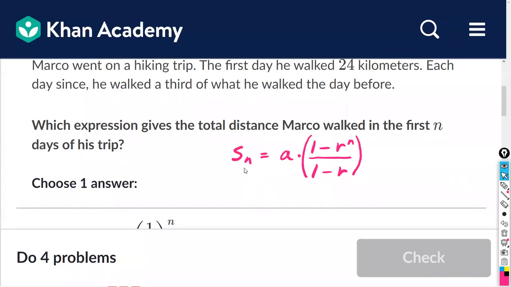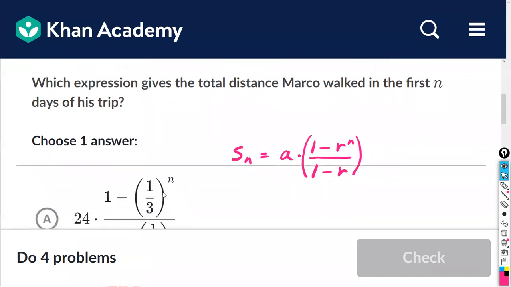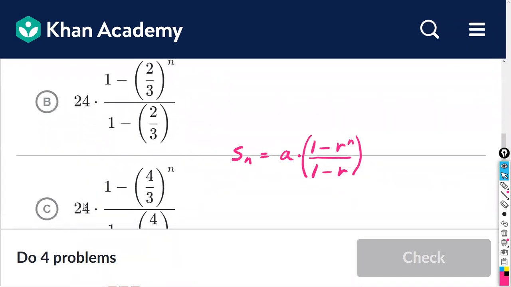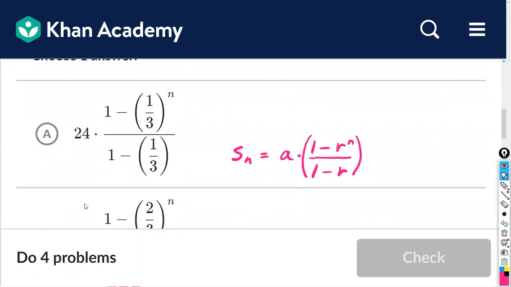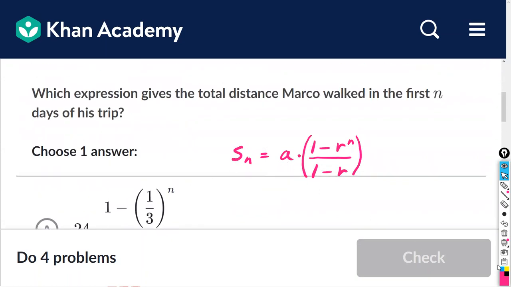So we have our formula for the sum of a geometric series right here. In the previous exercise, I put A following the parentheses, but it's just multiplied. So if you put it in the front or following, it doesn't make a difference. It's just multiplication. But in their choices, they have the A in the front, so in this case, I put it in the front.